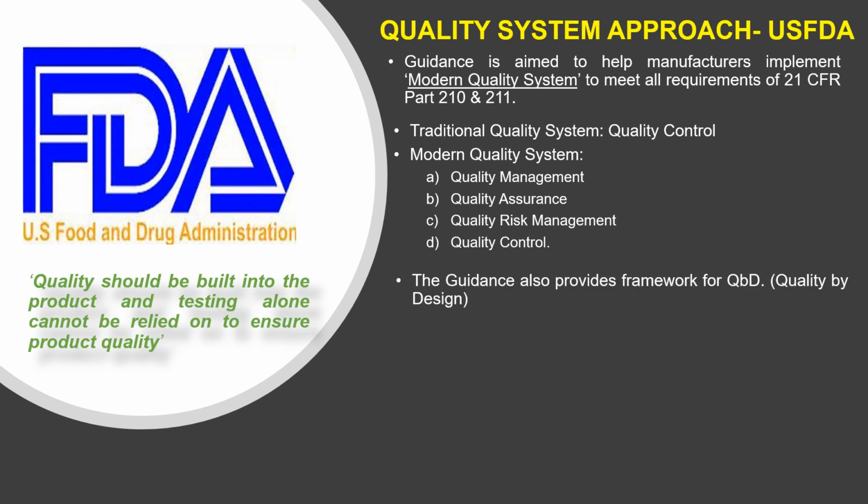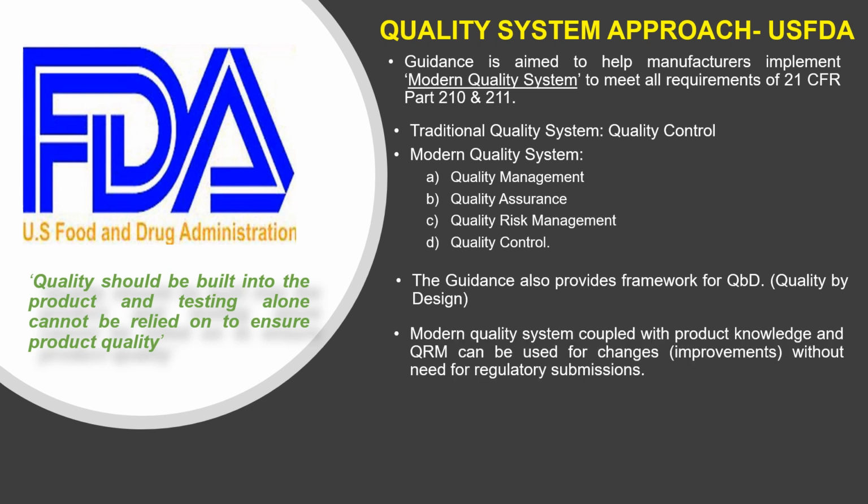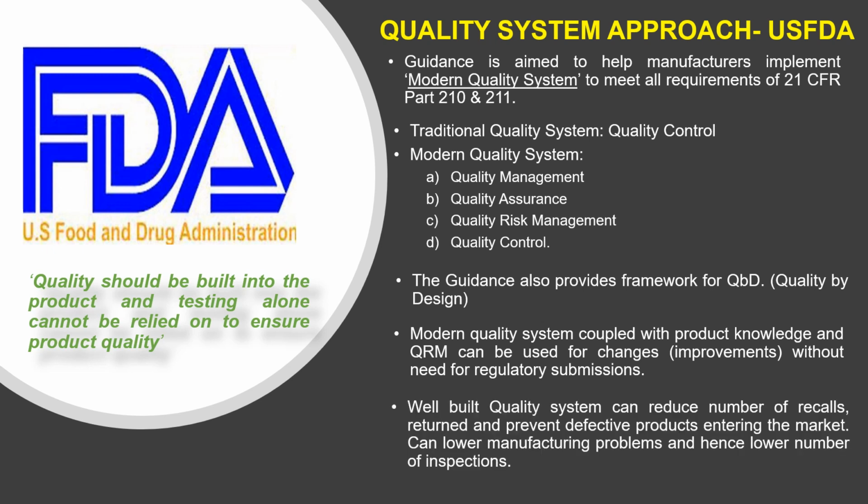The guidance also provides the framework for quality by design, that is, implementing the quality structure right from the initiation of product development. A modern quality system coupled with product knowledge and QRM can be used for changes, that is, improvements, without the need for regulatory submissions when we are working within the design space. Also, a well-built quality system can reduce the number of recalls and returns, and prevent defects from the product entering the market.